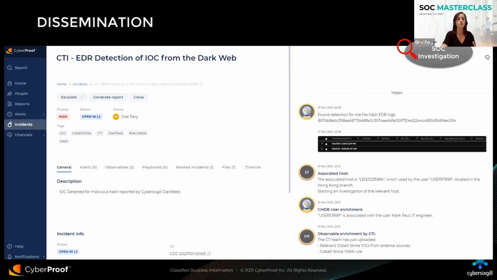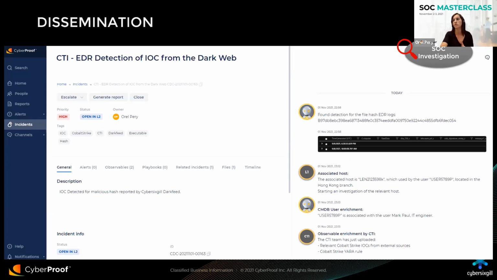We see that it came with tags. And why is it important? Because imagine that SOC L1 analysts are getting a lot of incidents and alerts to take care of. We need to automate our processes as much as we can, with more and more context, okay? And to tag the information and share all the contextualized tags and observables that could help the SOC L1 understand what's going on. As you can see, it comes with the IOC, Cobalt Strike, CTI, Darkfeed, executable, and hashtags, and also a description. And on the right side of the screen, you can see the ChatOps.